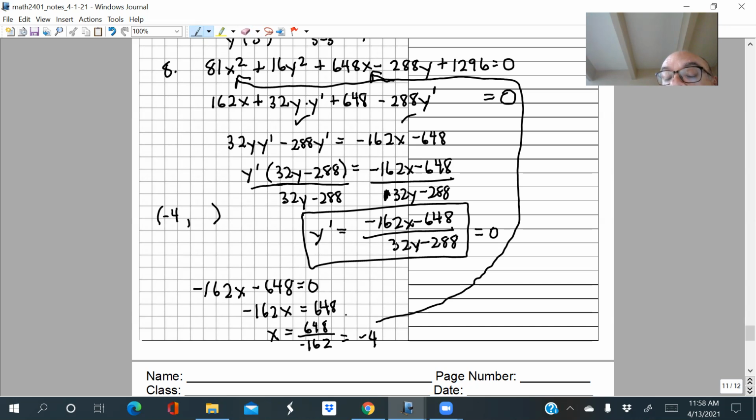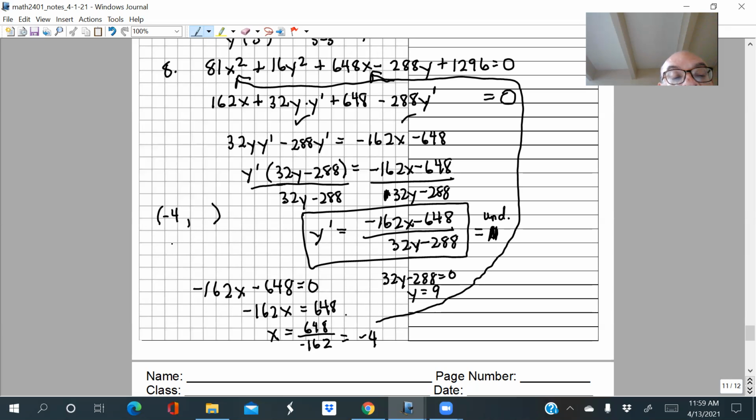So if the bottom of it, I'm sorry, not 0, we already did that. But we want this fraction to be undefined, right? Okay, so that's going to happen when the bottom is 0. So now take the bottom and set that equal to 0 and solve that equation. And you'll end up with y equals, this is 9, right? So you end up with 9.